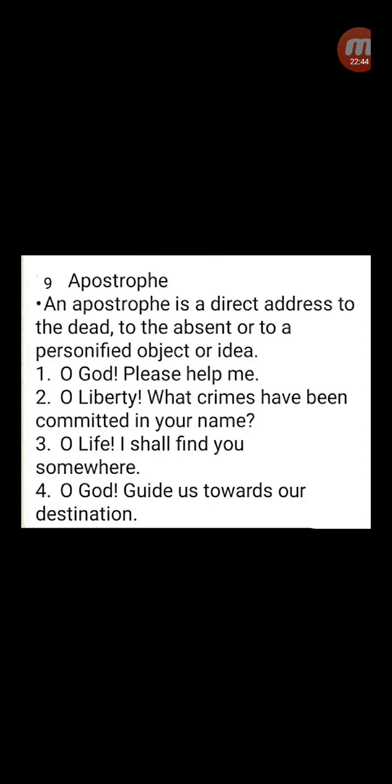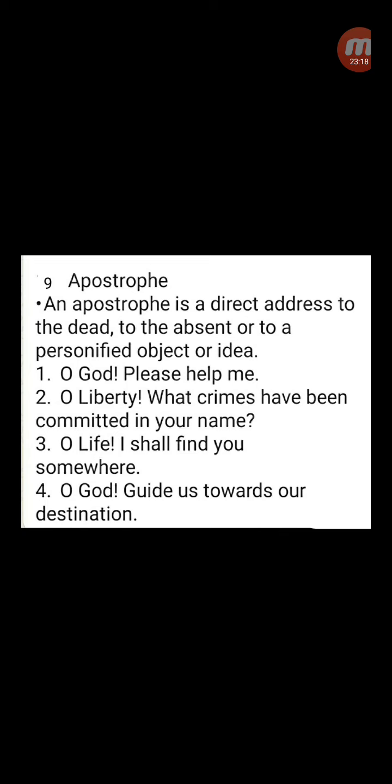Apostrophe. An apostrophe is a direct address to a dead person or an absent person, and you're directly talking. That person is not in front of you, but you're addressing that person. Oh God, please help me. Is God in front of you, but you're requesting him? Oh liberty, what crimes have been committed in your name? Oh life, I shall find you somewhere. Oh God, give us strength towards our destination. These are with exclamation points.